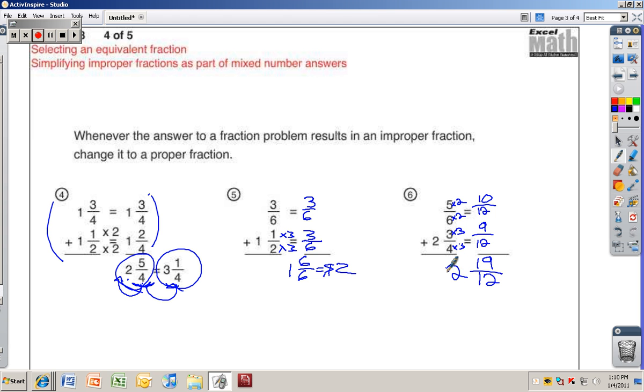Hey, look at that. She didn't forget the whole number, huh? Like some people do. 2 and 19/12. Can you leave the answer like that? No, because it's improper. Okay. So what's 19/12 equal to? Thinking. 12 only goes in 19 one time, right? But then you've got the number 2 there along with it.